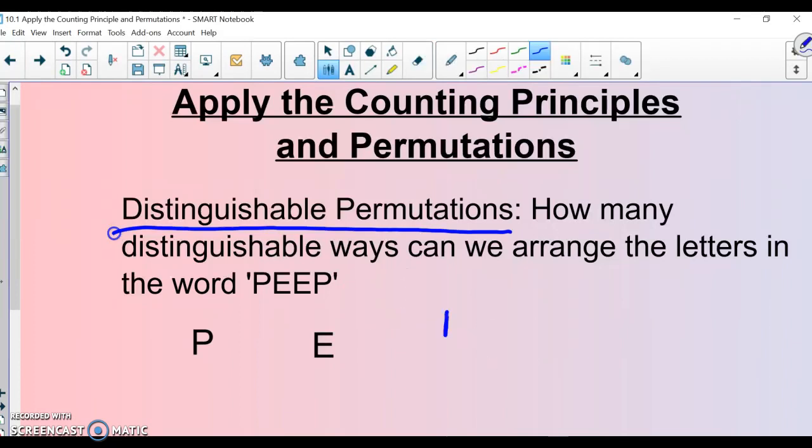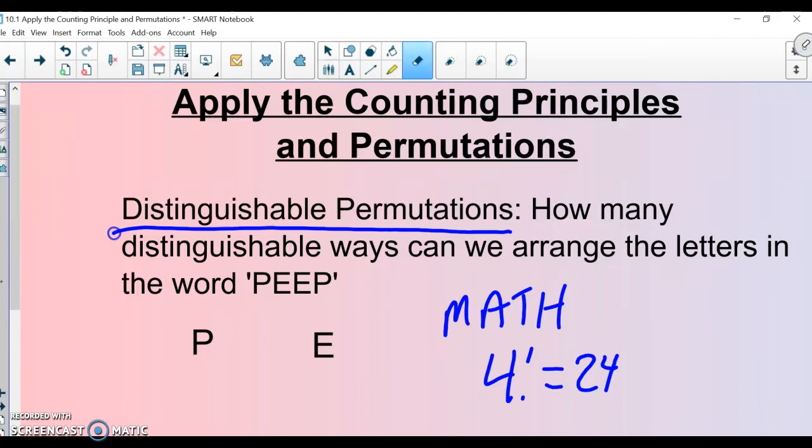If I had a word like math, this would be a factorial problem. There are 4 different letters, and I want to know how many different ways that I can arrange all 4 letters. So the answer would be 4 factorial, which would be, if you remember right, 4 times 3 times 2 times 1, which is 24.